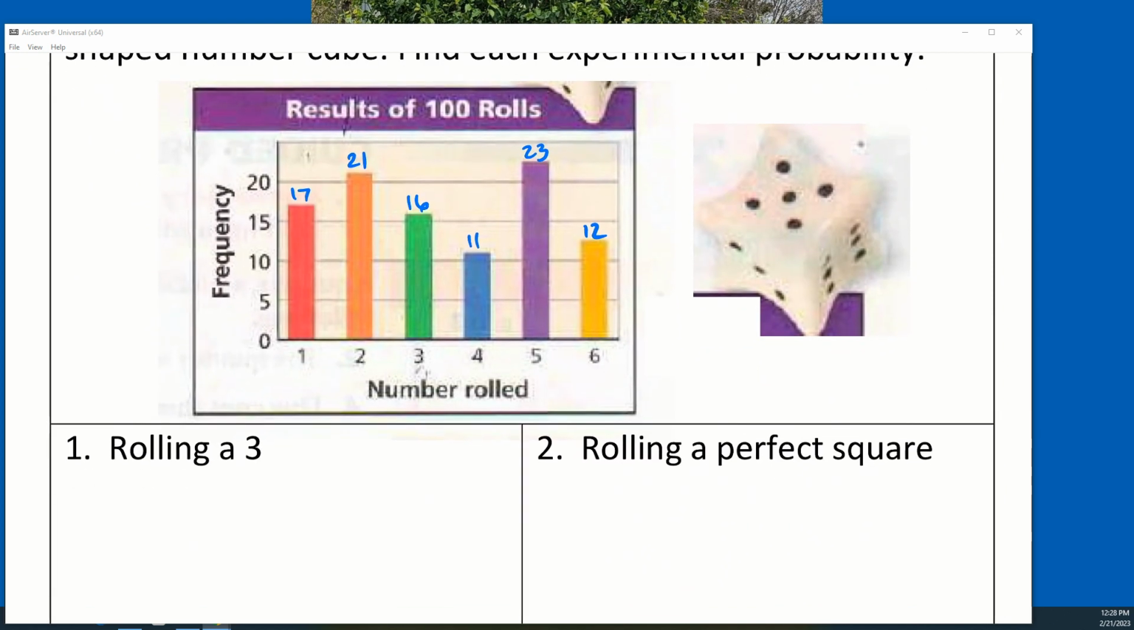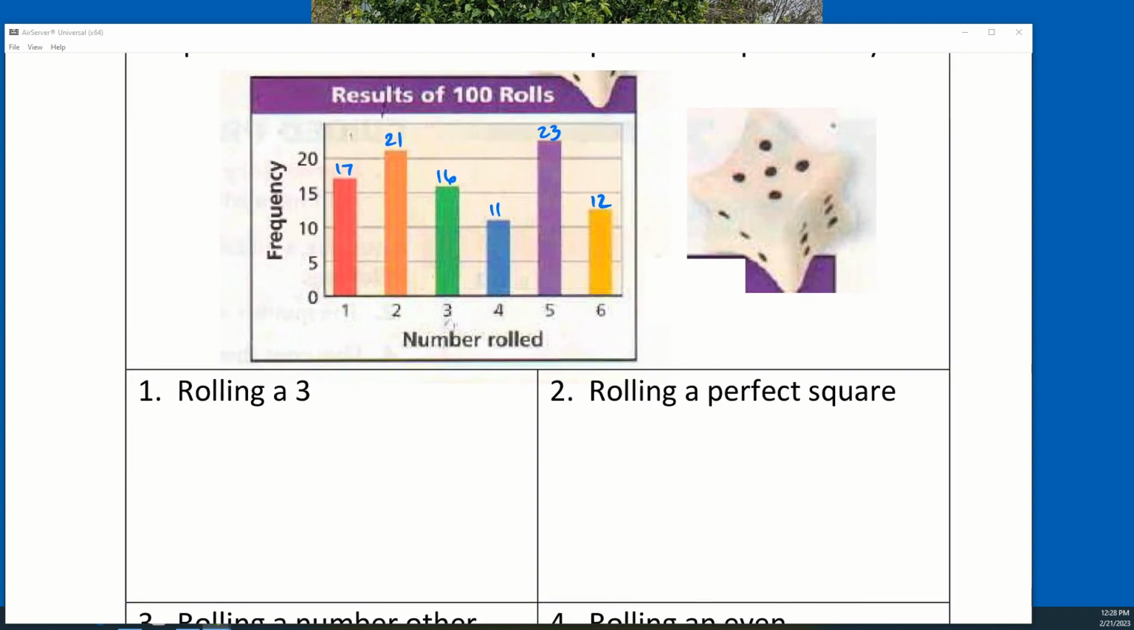And so number one, we're going to use those results to find the probability of rolling a 3. So you can tell that the shape of it is affecting how often it lands on different numbers. So if this was 100 times on a fair, regular shaped die, it would be more even. So you're less likely to get a 4 or a 6 on this one.